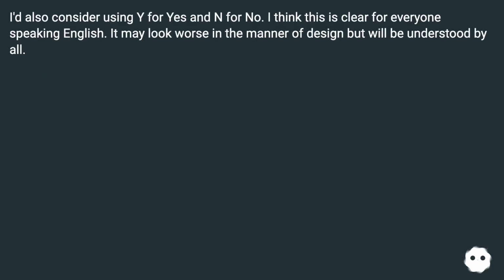I'd also consider using Y for yes and N for no. I think this is clear for everyone speaking English. It may look worse in the manner of design but will be understood by all.